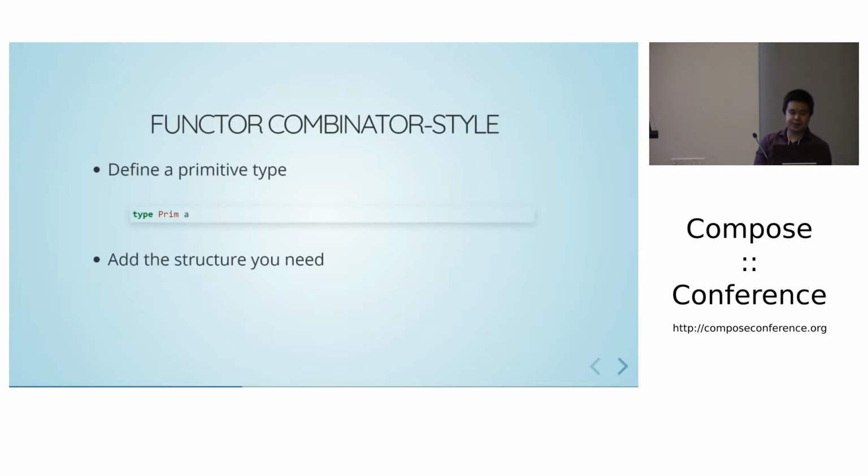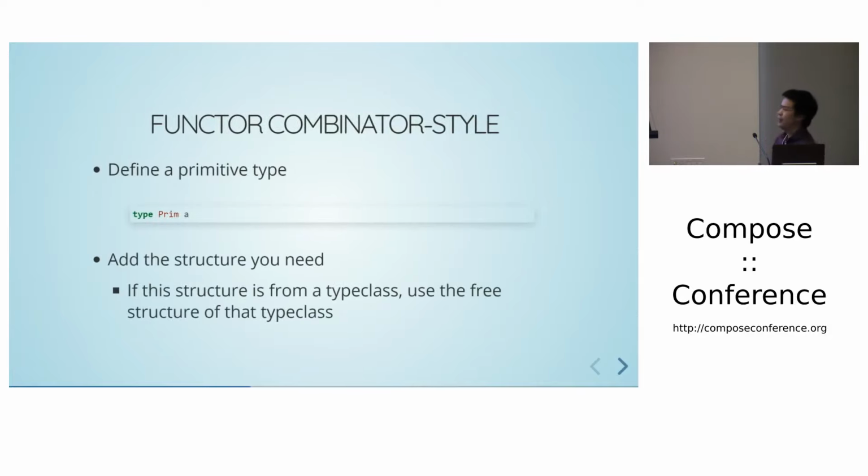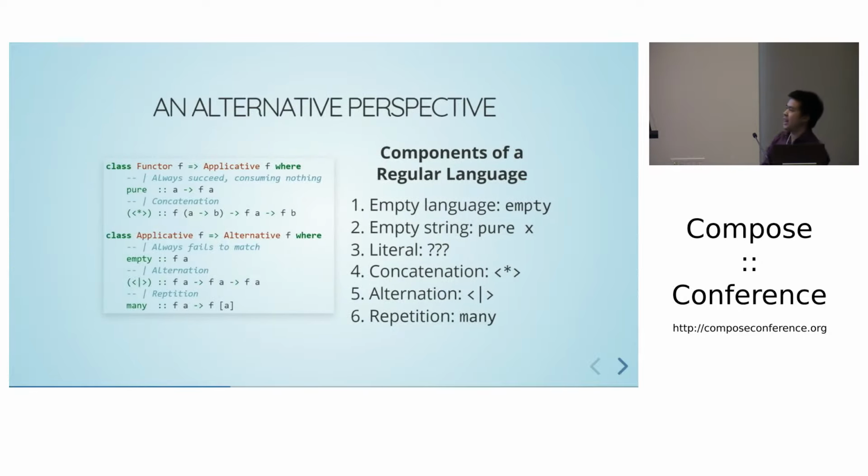So this is the style. We define our primitive type and then add the structure we need. This is kind of the big picture of what I call functor combinator style. There are a lot of ways people call this. I like it because we take a functor, we call it Prim, and we add the structure we need. And if the structure we need comes from a type class, we can always use the free structure of that type class. So we notice that we need exactly these 5 things to add to literal.